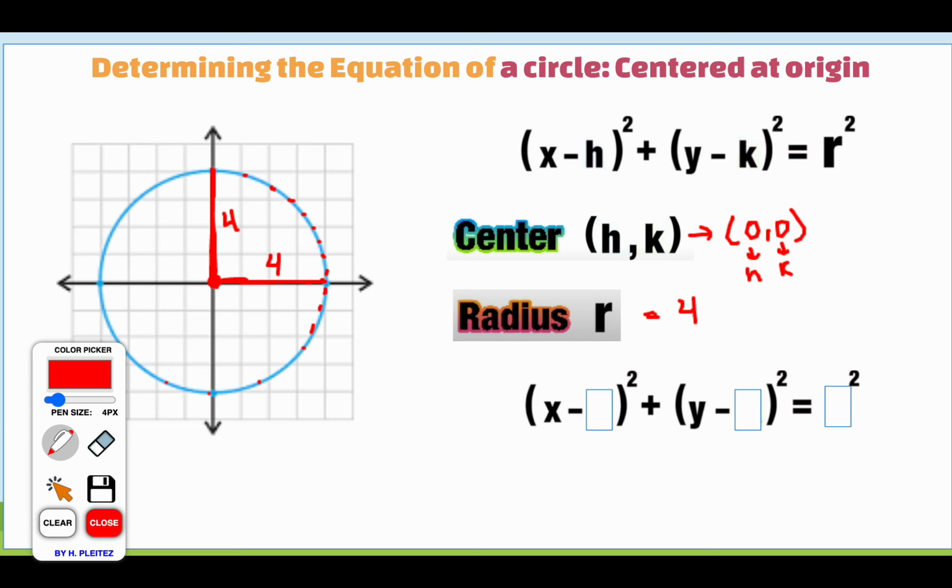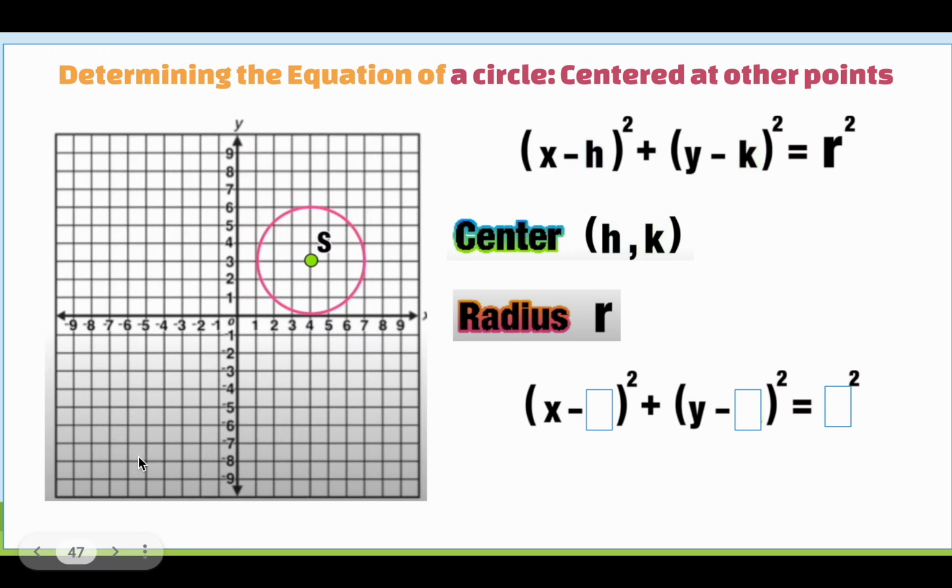So now we just substitute. So x minus our h value, which is 0, squared, plus y minus our k value, which is 0, squared, equals our radius squared, which is 4, right? But now when you have x minus 0 and y minus 0, you don't have to put this portion. You can just write x squared plus y squared equals, and then we'd simplify this to 16.